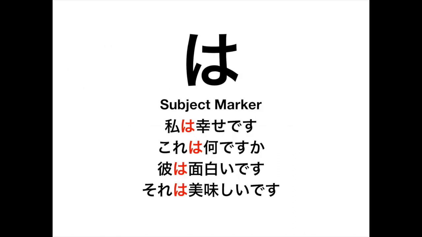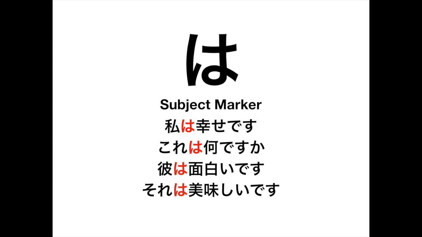So the first one here we have is wa, which is a subject marker. You could say like watashi wa Emi desu, or boku wa Joe desu, which is like I am Emi or I am Joe. And anyway, these are some other sample sentences that we can read. So I'll just read the Japanese and I'll give you the English equivalent.